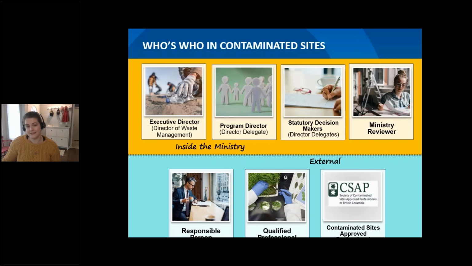Within the ministry, that's the yellow players, are 4 important roles: the Director of Waste Management, the Program Director, the Statutory Decision Maker, also known as the Decision Maker or Delegate of the Director, and the Ministry Reviewer or Technical Expert. External to the ministry, which is what you see in the blue, are 3 key roles. These are the responsible person, the qualified professional, and the contaminated sites approved professional. In the next slides, we'll discuss the responsibilities and relationships between each of these roles. Next slide, please.